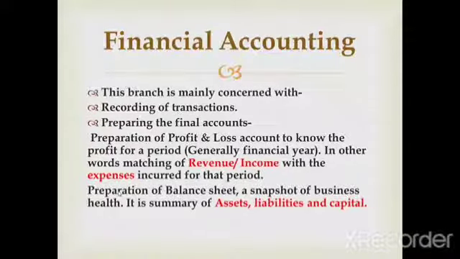Okay. And as we come across this term very frequently, there is also the preparation of the balance sheet, which is actually a snapshot of business health. It is a summary of assets, liabilities, and capital. Okay, friends, you see there are a few words which I have deliberately marked in red. First is revenue and income, then the expenses. Then in the balance sheet, I have marked three words in red: first is assets, then liabilities, and the capital.